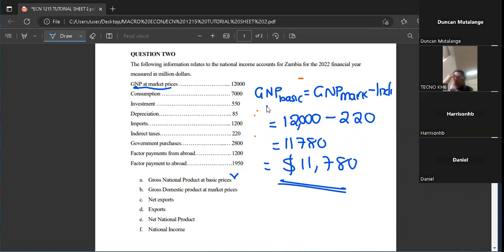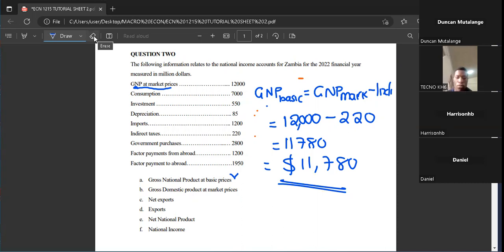Okay, so just know that at basic price, you get the market price minus the indirect taxes. But if it was factor cost, we would have added the subsidies. All right, but they have not asked us for that here. Hope that is okay for everyone. Now let us go and look at the last one.